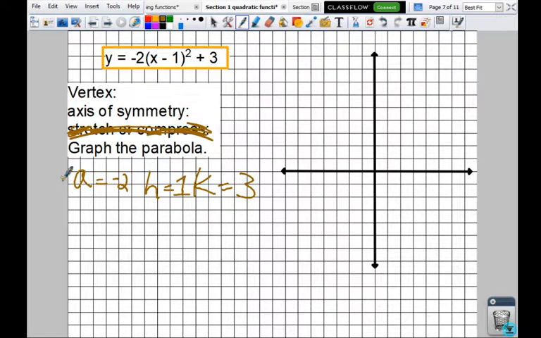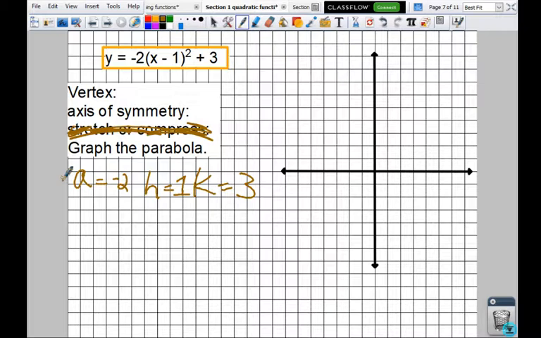Okay, I am still confused. It's the exact same as the last one, just a different quadrant. That's looking pretty good. Axis of symmetry is x equals 1, right? I hate graphing, but I like doing x equals 1. Stretch or compress? Stretch. Stretch by 2. And flip.